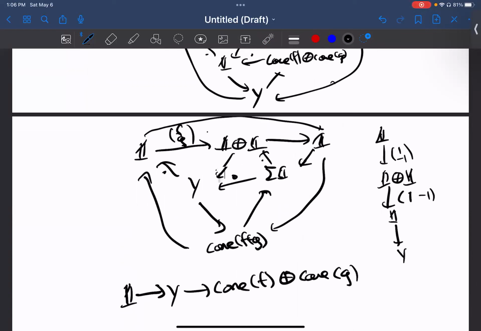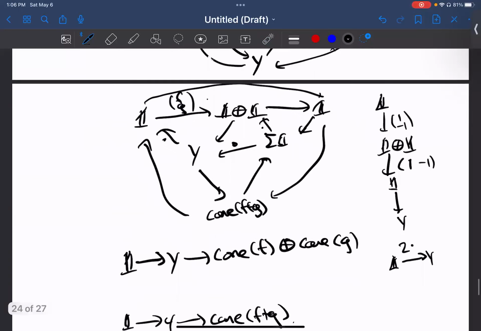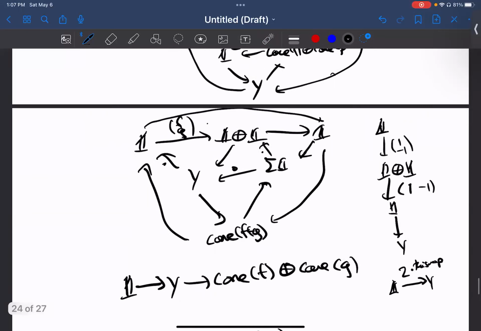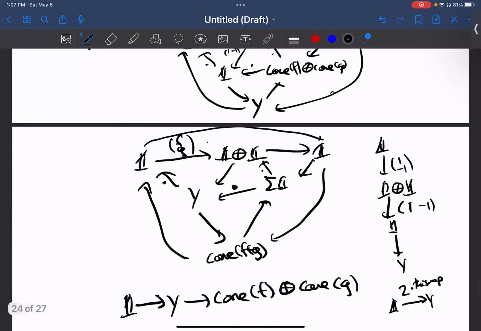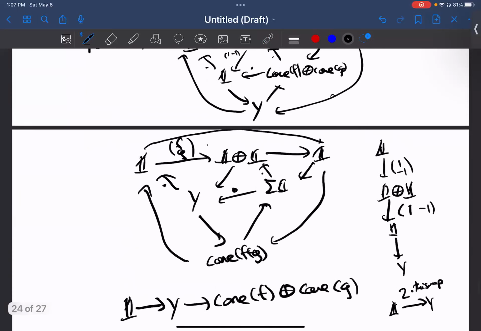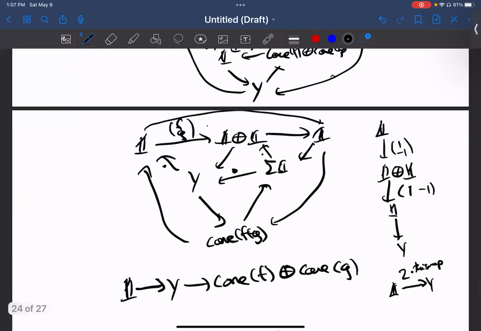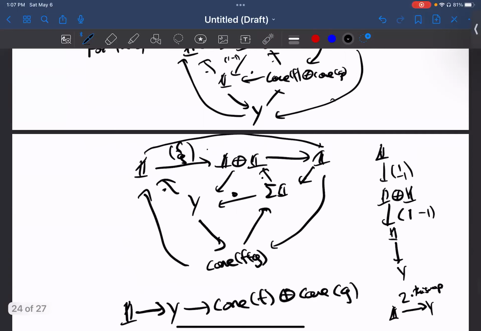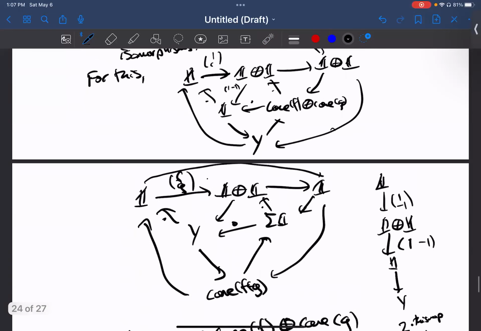Then we compute this total map is just the same thing as 2 times the map going up from 1 to Y. So if we're going to first compose the 2 and then we're going to do this, this is 2 times this map. Wait, is this what I want?